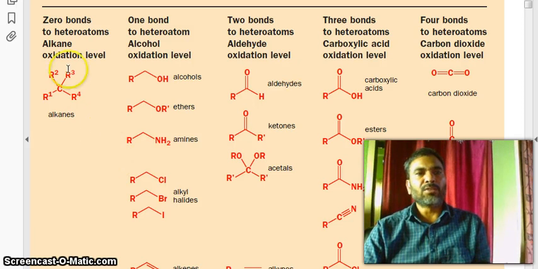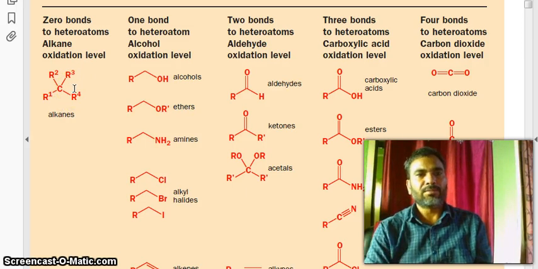What is the meaning of zero bonds to the heteroatom? This carbon is not attached with any heteroatom. Look at here, this carbon, carbon, carbon, carbon. So zero bonds to heteroatoms: alkane oxidation level. Next, one bond to heteroatom.